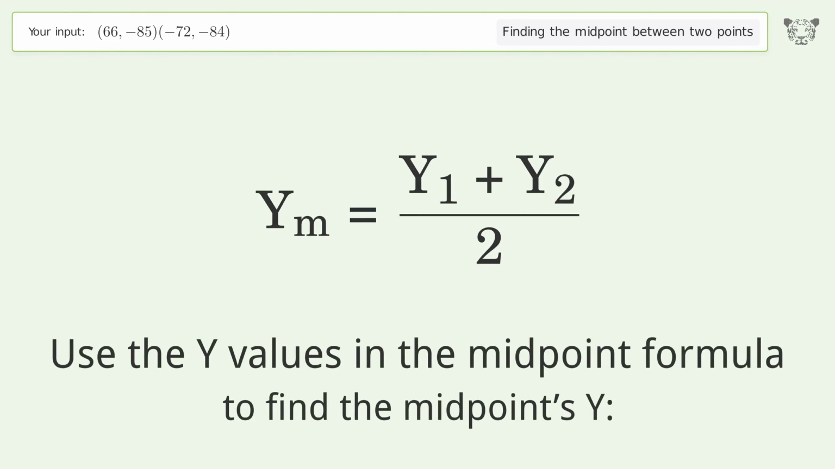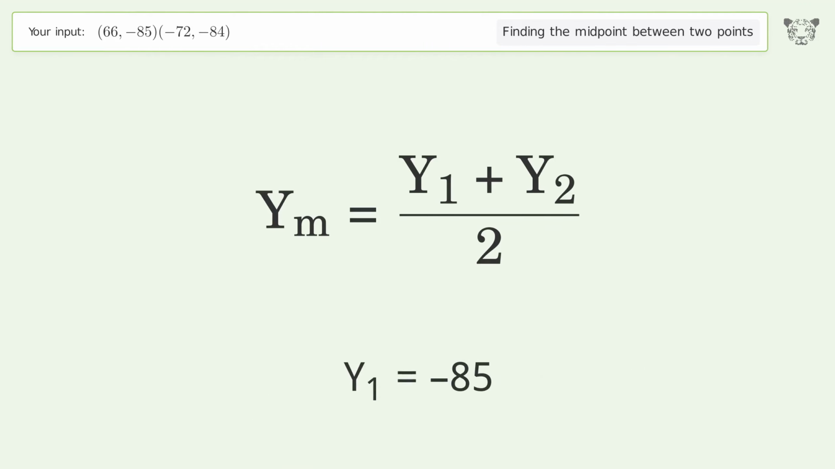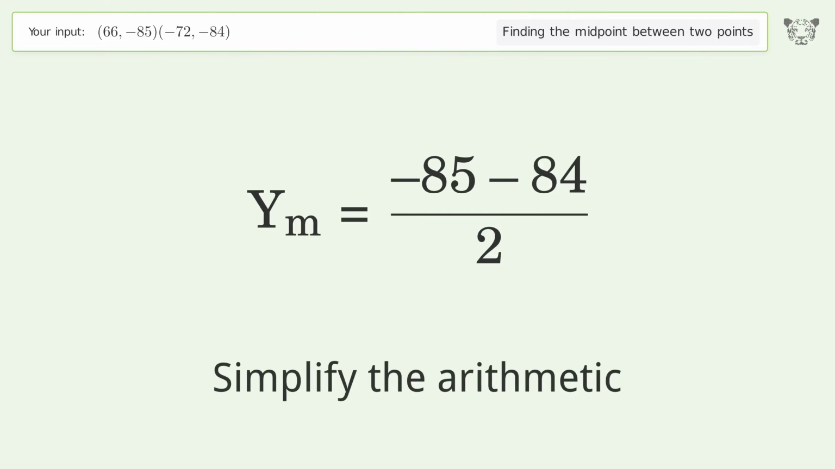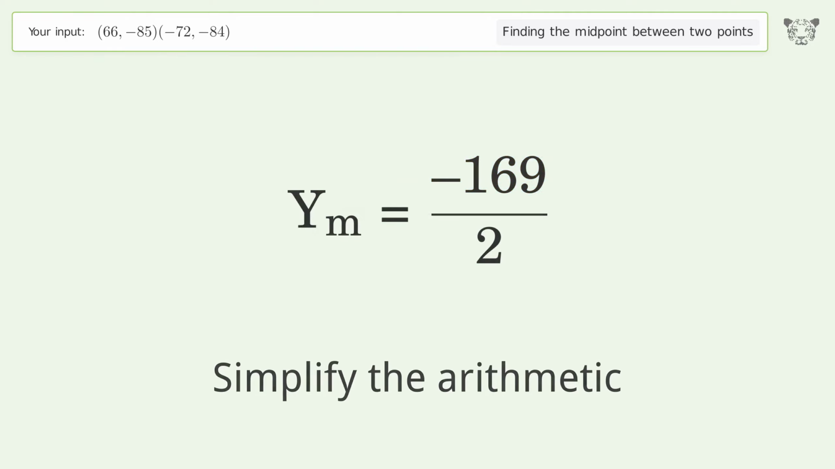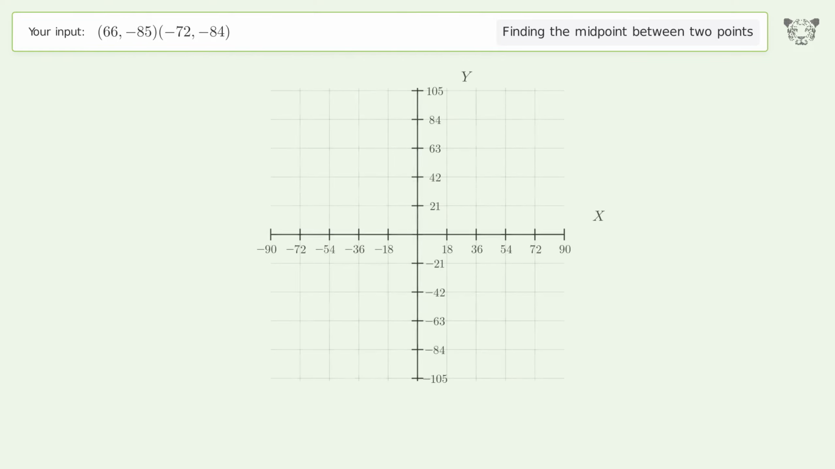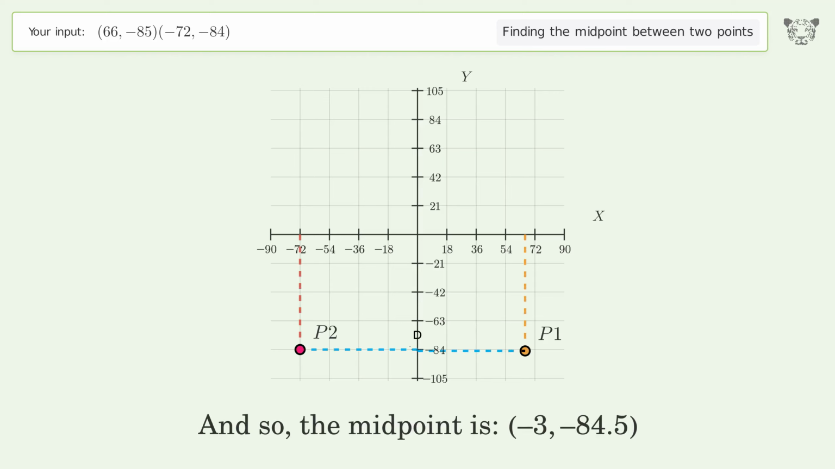Use the y values in the midpoint formula to find the midpoint's y. y1 equals -85. y2 equals -84. Simplify the arithmetic. And so, the midpoint is -3, -84.5.